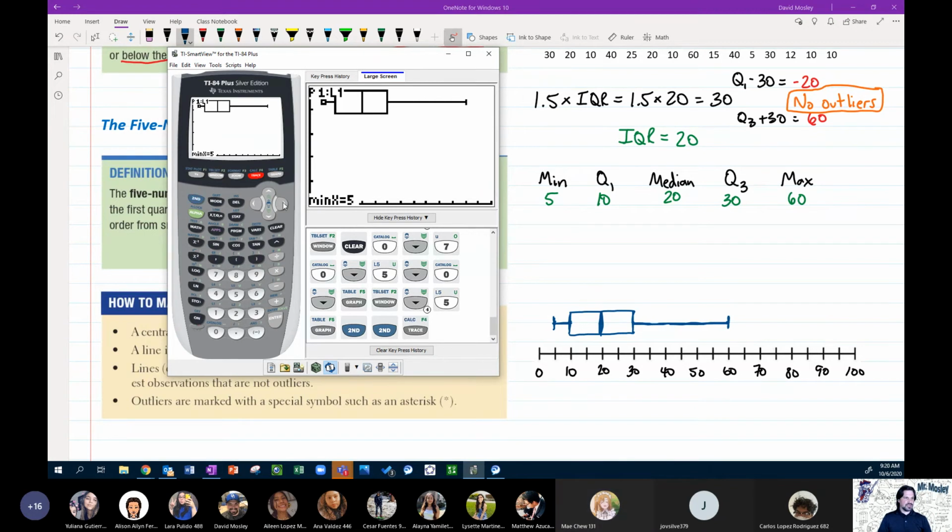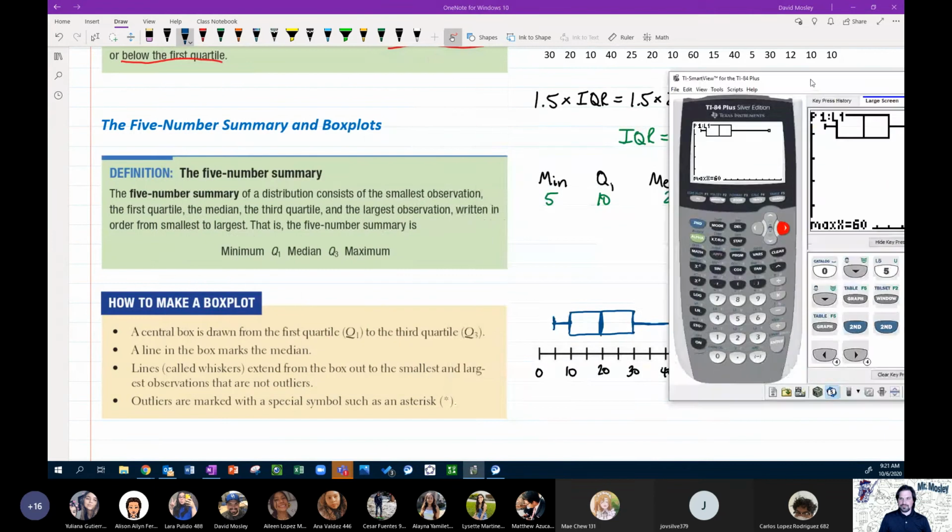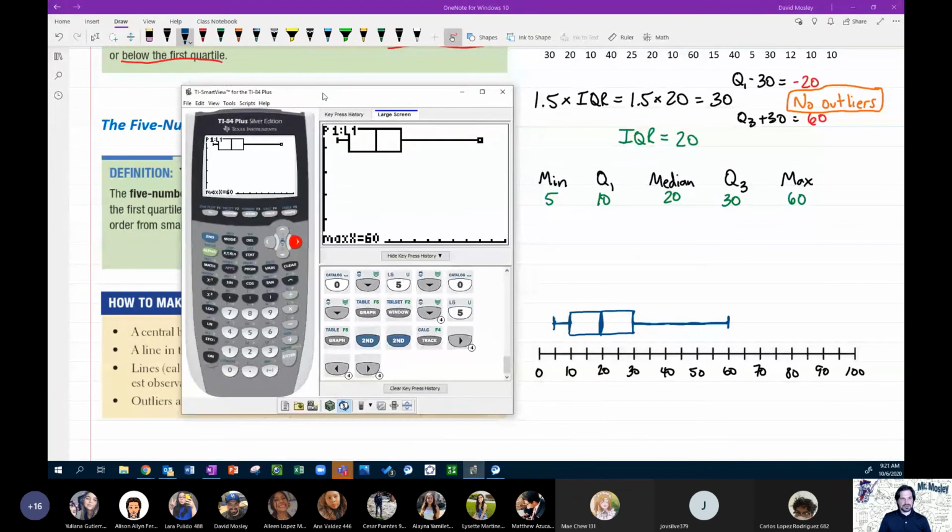If we go to trace, it's going to go through my 5-number summary for me. So it kind of just goes through, and it actually labels them. I have minimum, Q1, median, Q3, maximum. So again, this is very useful, if you're drawing this by hand, to have a picture of what it looks like before you draw it. We can help make sure we're not making any errors. Any questions on the calculator?